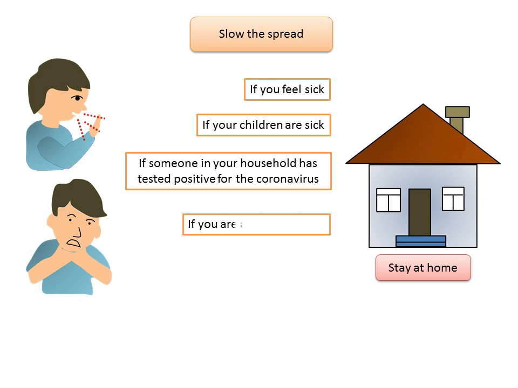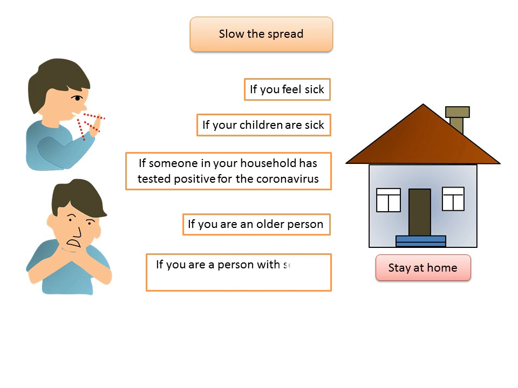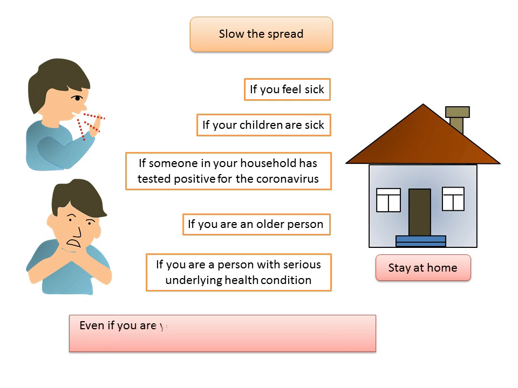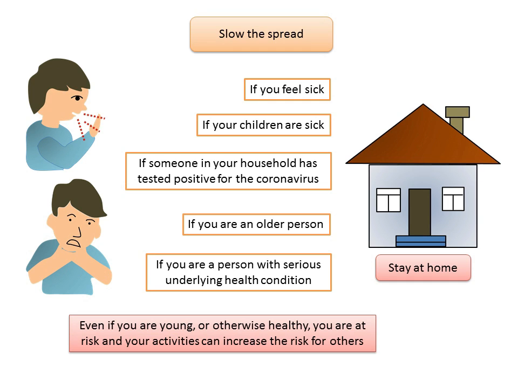If you're a person with a serious underlying health condition that can put you at increased risk, for example, a condition that impairs your lung or heart function or weakens your immune system, stay home and away from other people. Even if you are young or otherwise healthy, you are at risk and your activities can increase the risk for others. It is critical that you do your part to slow the spread of the coronavirus. Work or engage in schooling from home whenever possible.